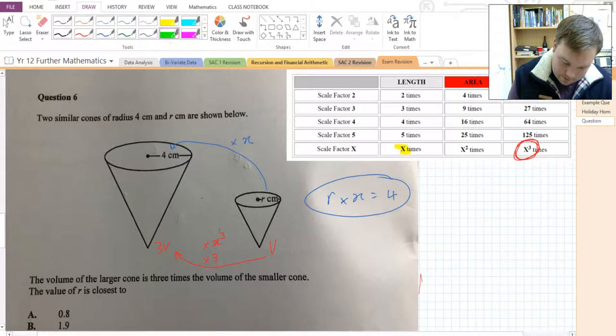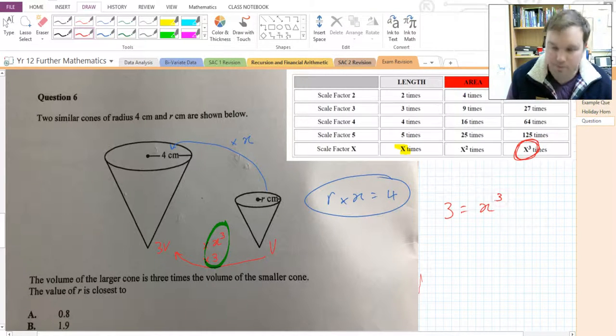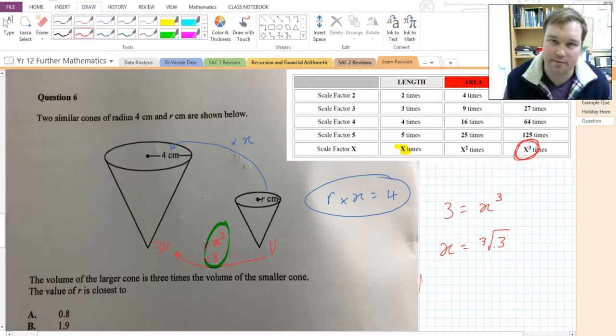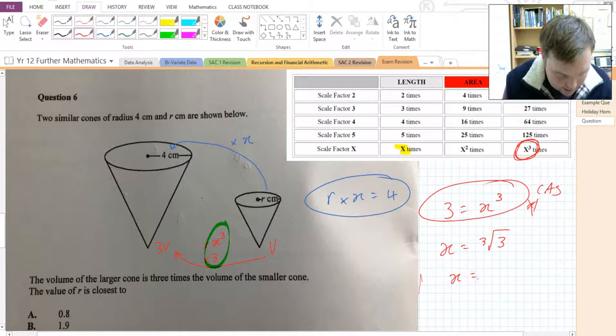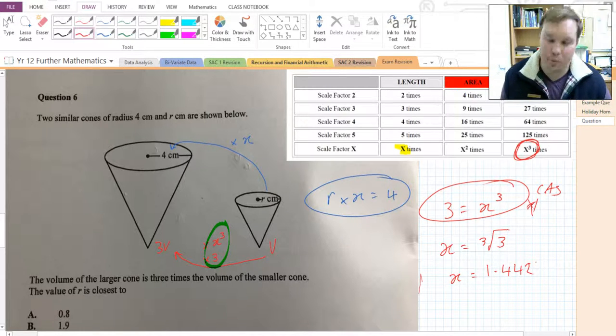What this means is that 3 is equal to the scale factor cubed. Or, if you want to solve that, x is equal to the cube root of 3. You can take it from there and put that into your CAS. And what that gives us is x is equal to, apologies, I had it before, 1.442. Now note, that's not the radius, that's the scale factor between the shapes.